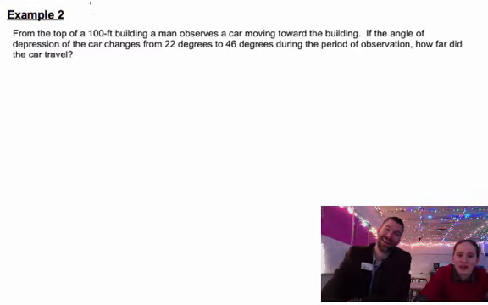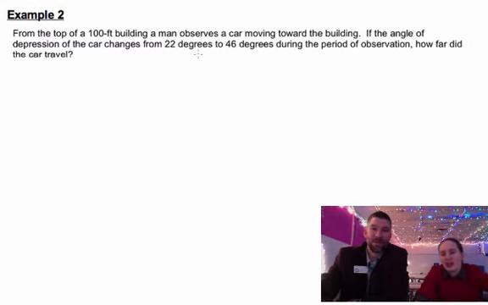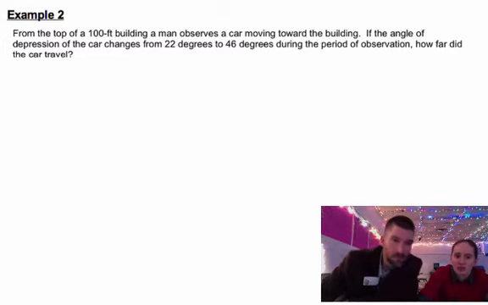Example 2. From the top of a 100-foot building, a man observes a car moving toward the building. If the angle of depression of the car changes from 22 degrees to 46 degrees during the period of observation, how far did the car travel? This is a fantastic problem.